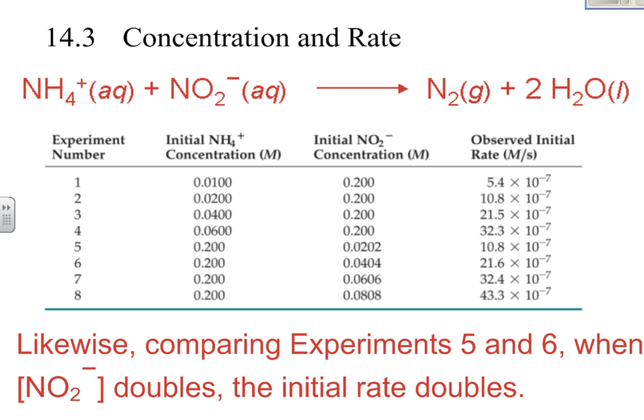Now, if we do a similar comparison between experiments 5 and 6, where we have the concentration of the nitrite doubling, and we've kept the concentration of the ammonium ion constant, we can see again that there's a doubling of the initial rate of the reactions. So therefore, doubling the concentration of the nitrite doubles the rate of the reaction. So again, we have a relationship between the rate of the reaction and the initial nitrite concentration. So they're directly proportional.